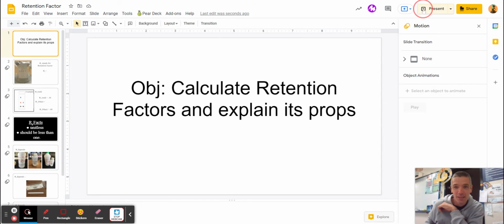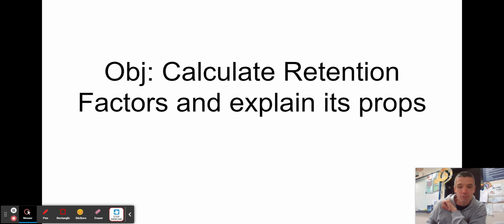So what we're going to do is calculate retention factor and explain the properties of it. Here we've done some paper chromatography, and you see that this may be going on, they may be done. It's hard to tell where the solvent is. And if you were to do calculations, there would be retention factor calculations on these.